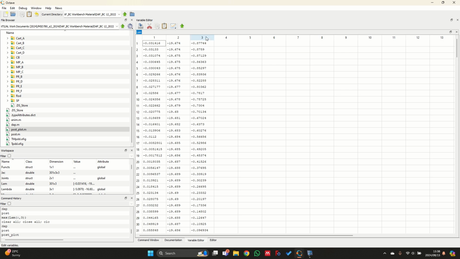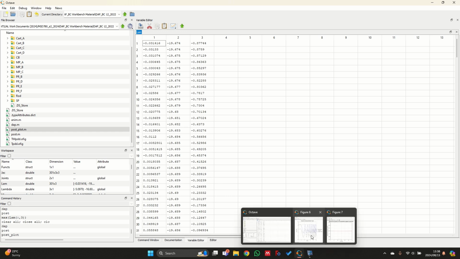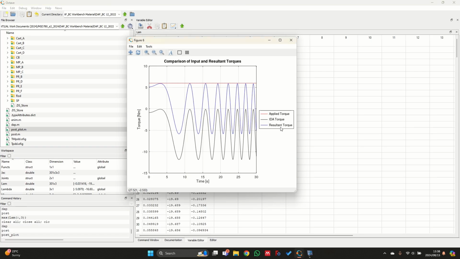So I basically just extracted those values, and these correspond to what we expect for an inverse dynamic analysis problem. I've just plotted those as well, and then our resultant torque will simply be our applied torque plus this IDA, or inverse dynamic analysis torque. And then we get this blue line over here, and we can see that it oscillates between 6 and minus 6 Newton meters.